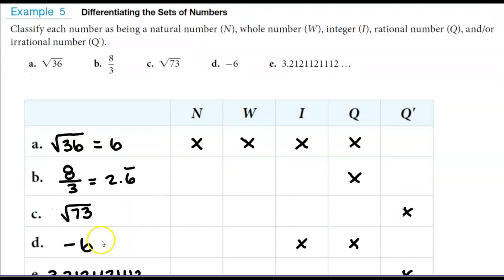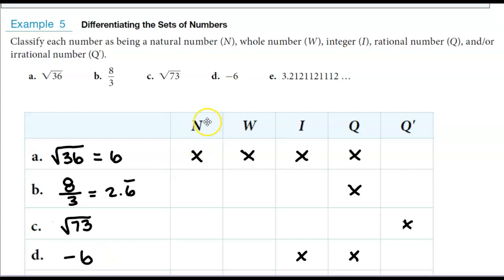If we take a look at the next number, -6. Well, it's not a natural number because the natural numbers are the counting numbers that start at 1. It doesn't contain negative numbers. It's not a whole number because whole numbers start at 0 and contain no negatives. But it is an integer because the integers can contain negative numbers. And it's also a rational number because this number can be written as a fraction.